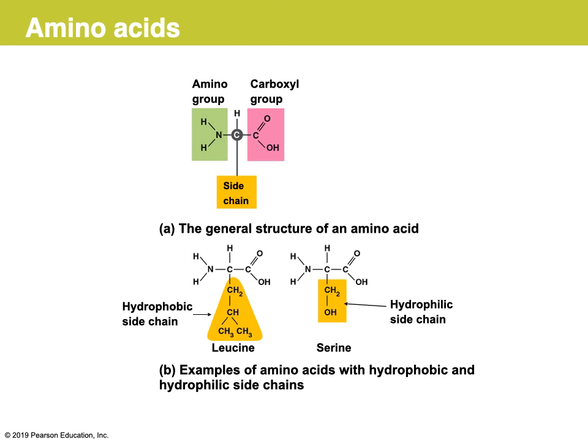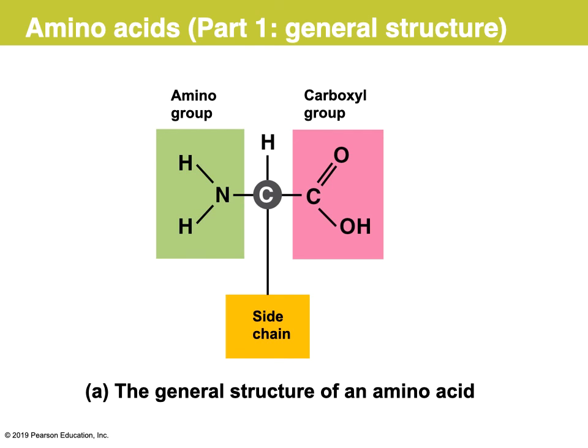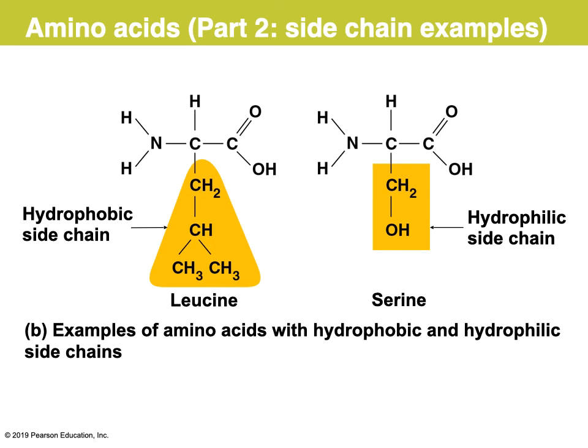Right, so I think I have an animation coming up in a couple of slides, but you see here, let me go to the larger view. So there's your central carbon, there's the hydrogen, there's the amino group, there's the carboxyl group, and the part that varies is represented by the little orange square there. So all amino acids are going to have that first top part the same. The part that varies is going to be the side chain. So for example, we have leucine and serine here. So again, that whole top part is the same for both amino acids. The part that's different is the side chain.